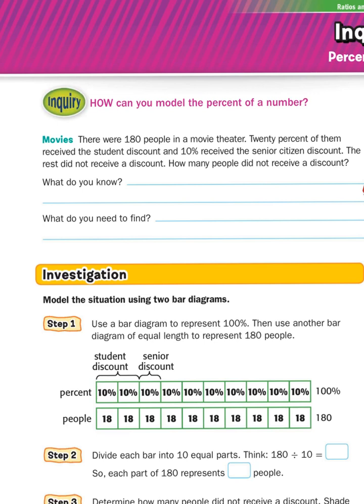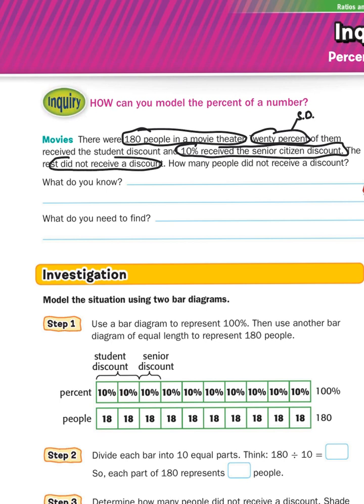So there were 180 people in a movie theater. 20% of them received a student discount. So 20%, and I'm just going to write SD for student discount. And 10% received the senior citizen discount, also known as the Mrs. Berge old person discount. Okay, the rest did not receive a discount. How many people did not receive a discount?